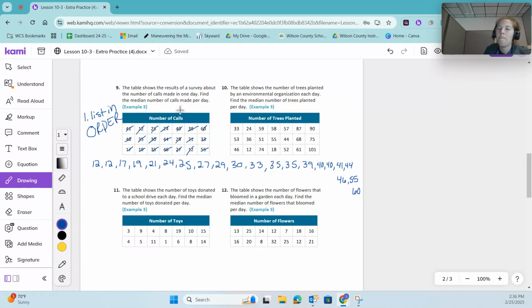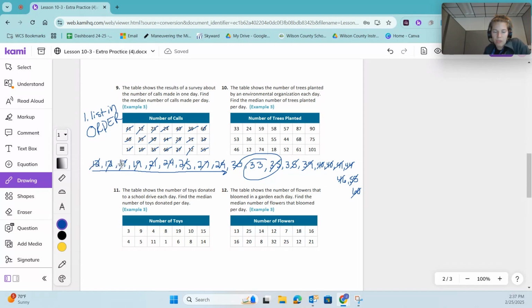Now, to find the middle number, there are 21 numbers, so I'm going to go 10 in this direction, and then 10 in this direction. Actually, no, I'm going to count from each side. 1, 1, 2, 2, 3, 3, 4, 4, 5, 5, 6, 6, 7, 7, 8, 8, 9, 9, 10, 10, and this guy is my one left in the middle.